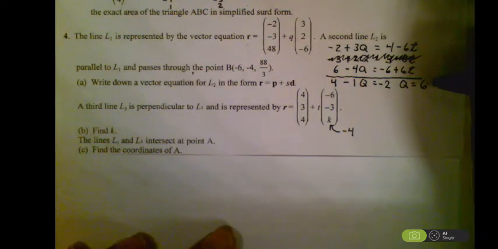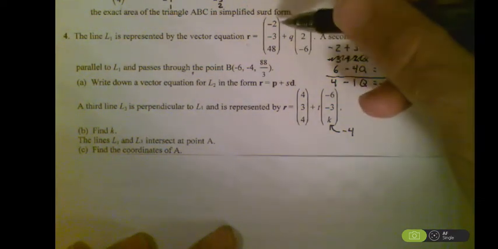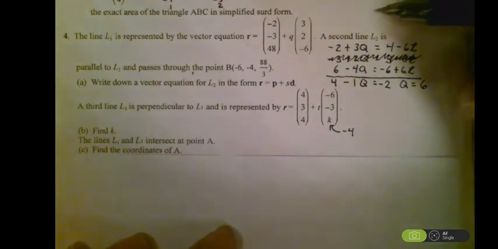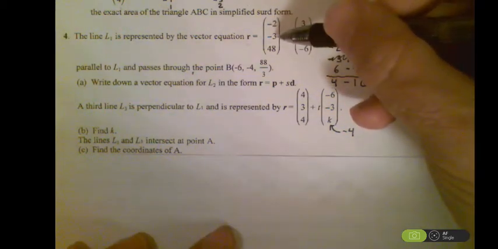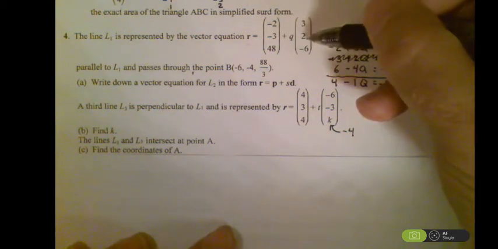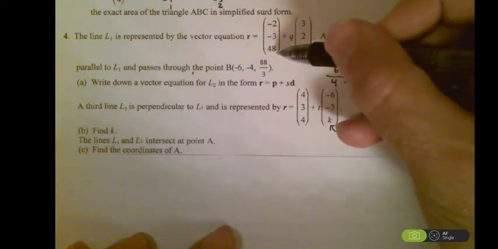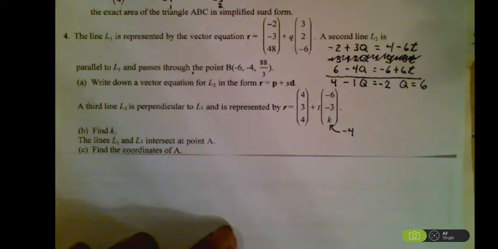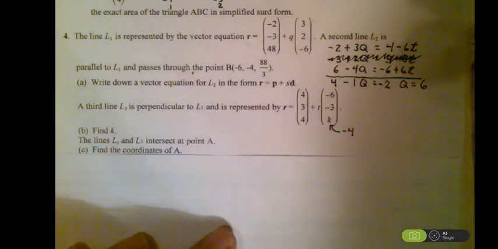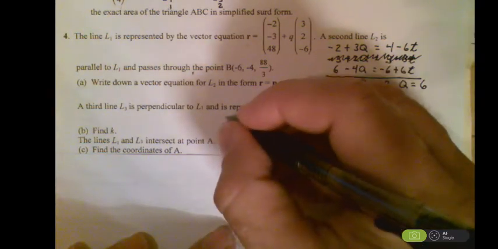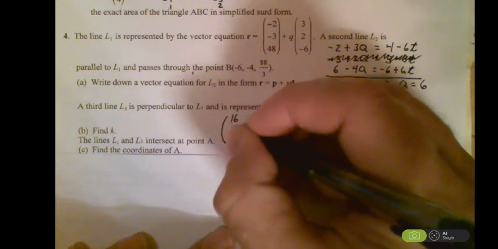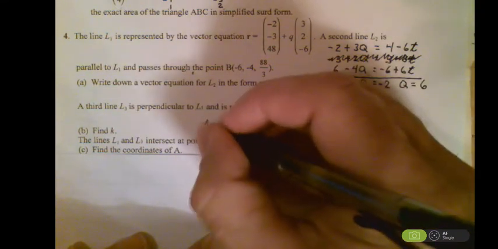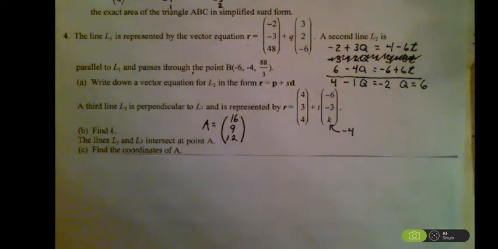So if I replace Q with a 6, then for the first part, I have -2 plus 6 times 3, and that's going to give me my top number. Then I would do -3 plus 6 times 2 to get the middle number, and then 48 plus 6 times -6 to get the bottom number. And so that's where we get the 16, 9, 12 for point A. So let me just write that down here. So here we got point A. So I'll keep that for later.